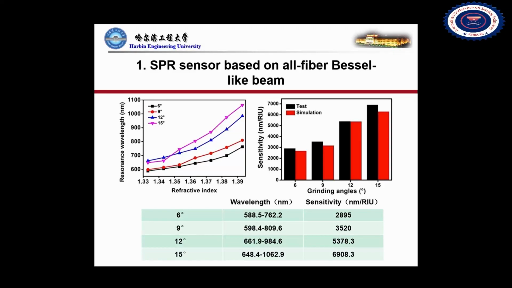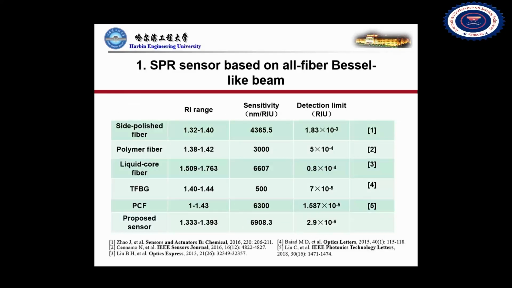We can see that the larger the grading angle of the fiber probe, the higher the refractive index sensitivity. The sensitivity obtained by simulation is similar to the experimental results of the all-fiber Bessel-like beam SPR sensor, and the sensor performance is slightly better than the simulation results. This is because the all-fiber Bessel-like beam SPR sensor is based on the superposition of multiple similar resonance modes, and the sensing performance is improved.